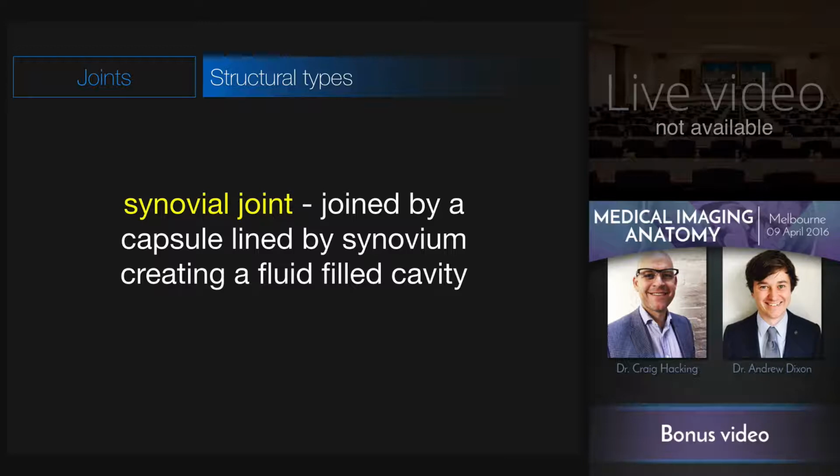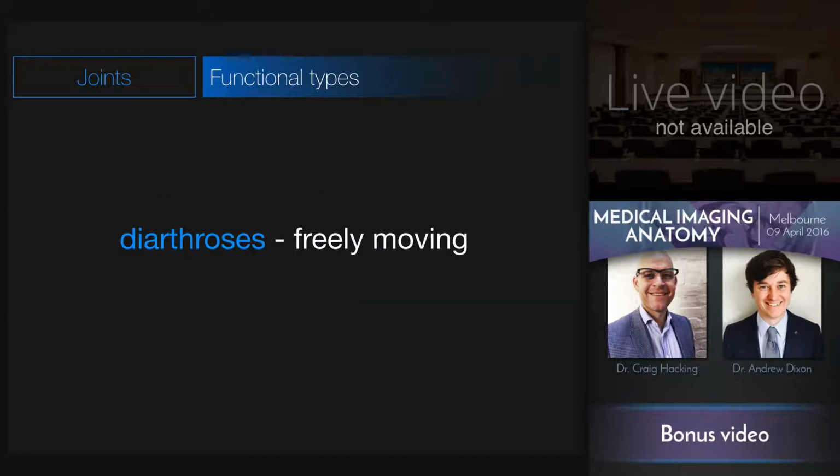So that's cartilaginous joints. Now let's move on to the final form of structural joint, the synovial joint. Synovial joints are joined by an articular capsule which is lined by a synovial membrane which secretes fluid into the joint cavity. Synovial joints, functionally speaking, are considered diarthroses in that they are freely mobile.